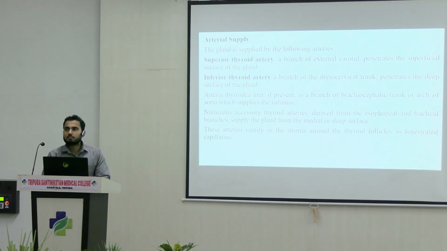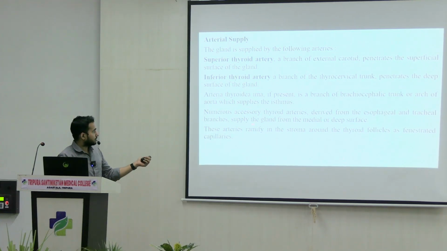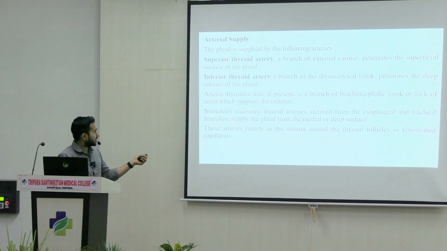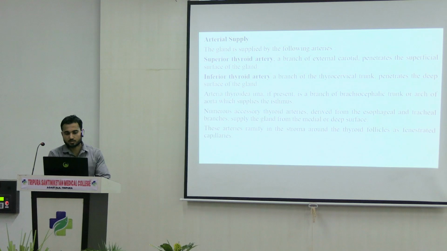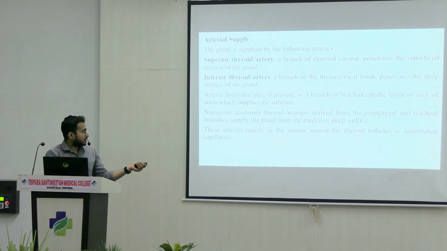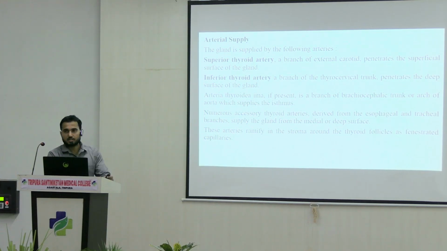And next, as I said, some additional or reinforcement branches are also there. For example, they are derived from esophageal and tracheal branches, which supply the gland on the medial surface. Those branches will ramify around the stroma of the thyroid follicles as fenestrated capillaries. And why fenestrated capillaries are important, we have discussed in histology.